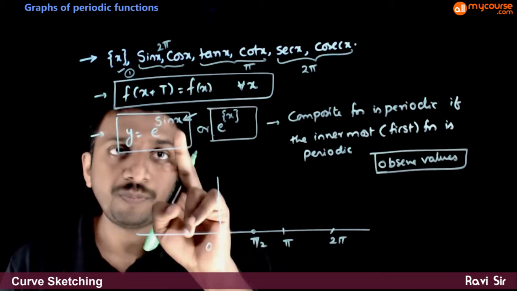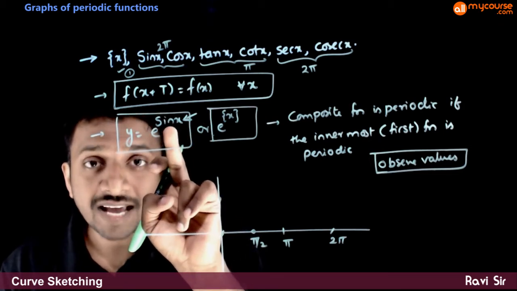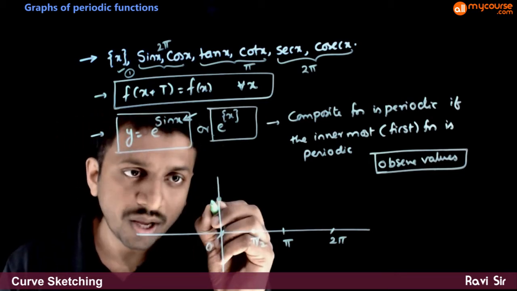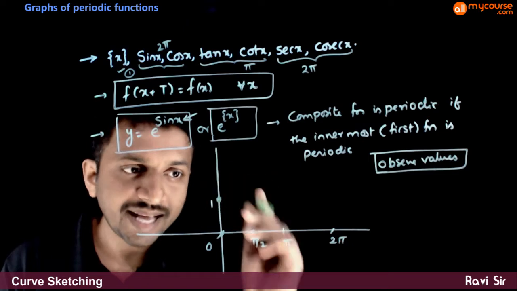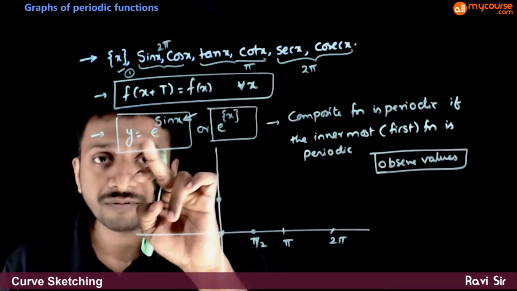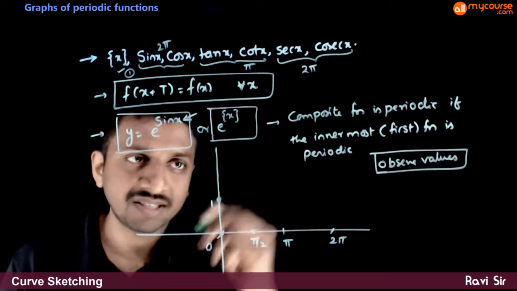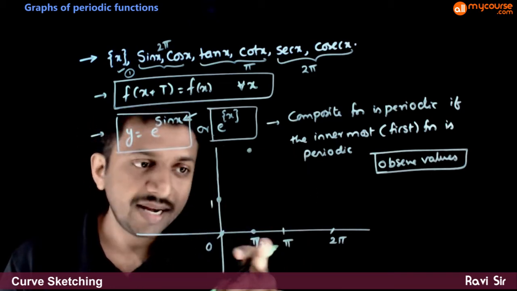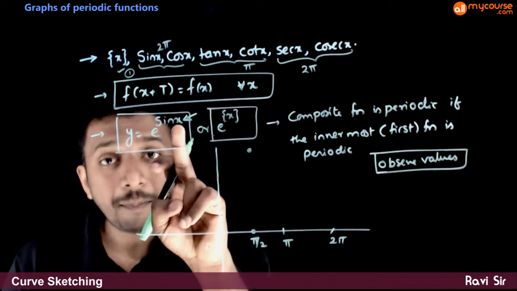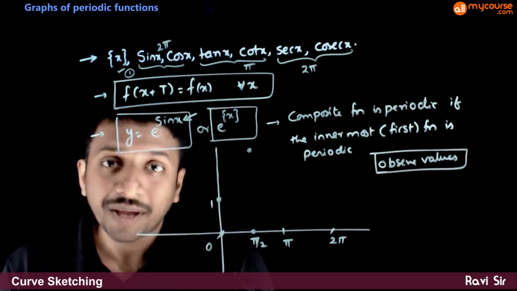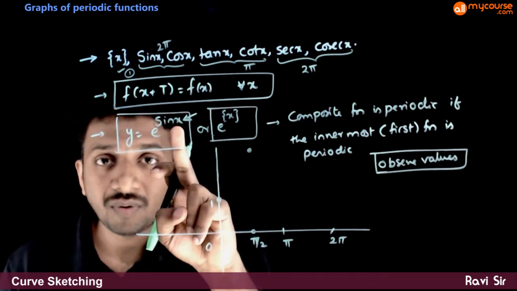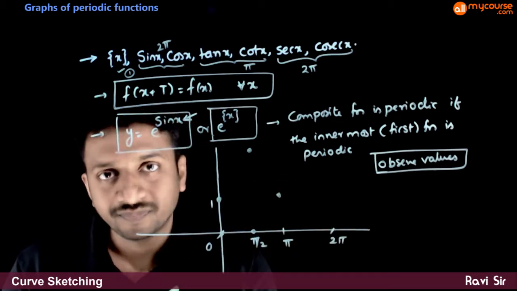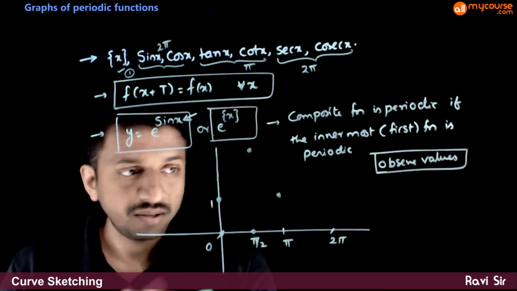So when x is equal to pi by 2, sin pi by 2 is 1. So y is equal to e. So this is 1, and at x is equal to pi by 2, the value of y is e, that is 2.7 something. So the value is going here. And next, when x is equal to pi, sin pi is equal to 0, so y is again equal to 1.